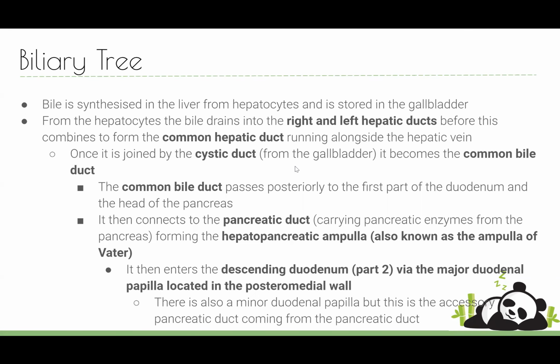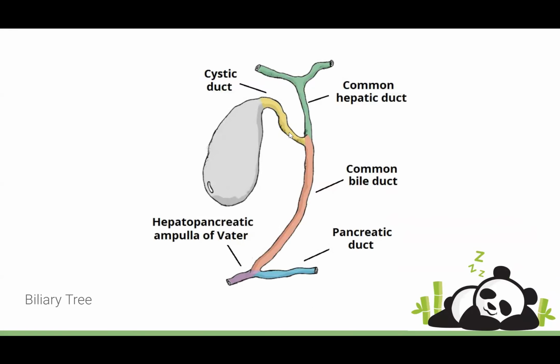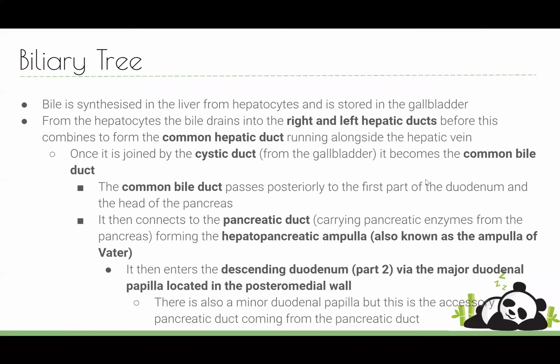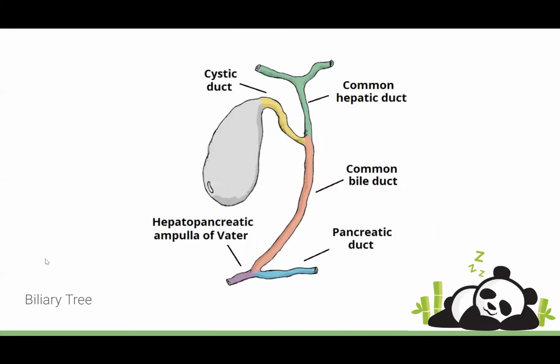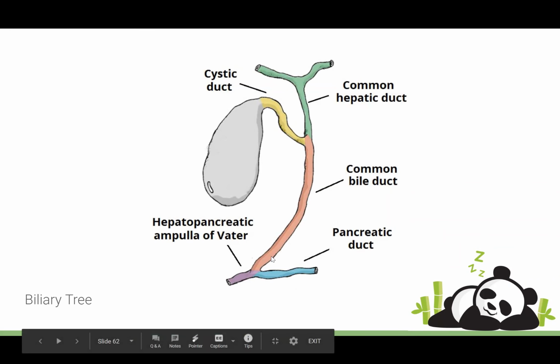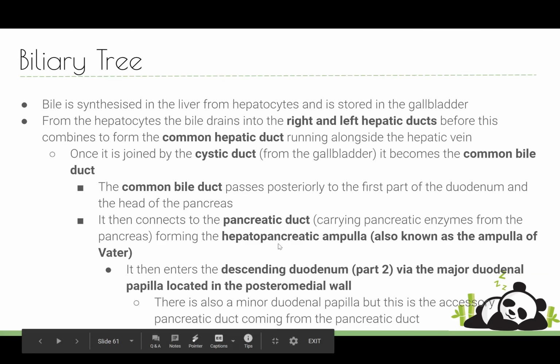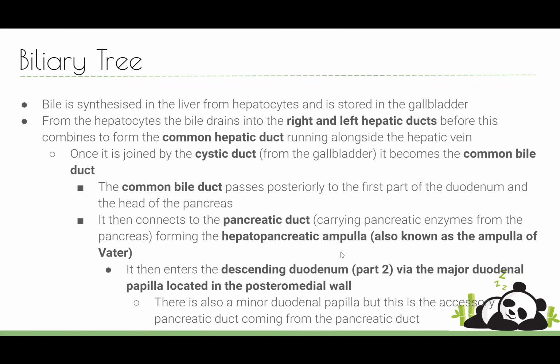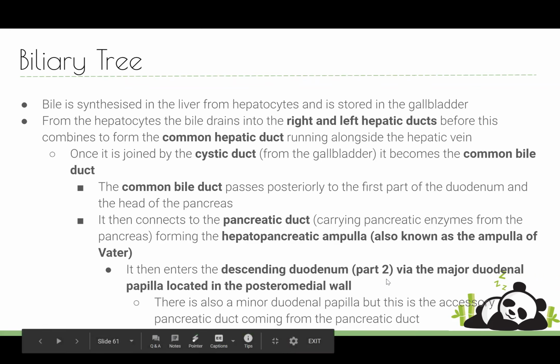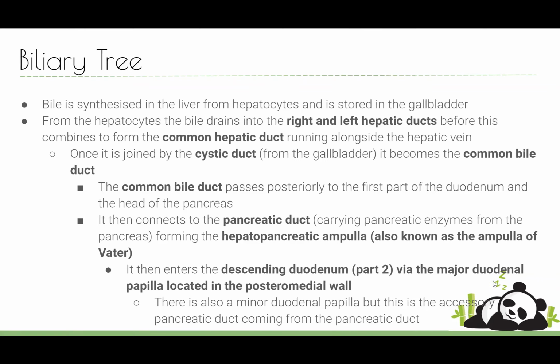And this will be joined by a cystic duct that comes from the gallbladder, so this area here, to form the common bile duct. This will pass posterior to the first part of the duodenum and the head of the pancreas. So it will first connect to the pancreatic duct here, and the pancreas will be this kind of big area in here. And that will lead to the hepatopancreatic ampulla, also known as the ampulla of Vater, and enters the descending duodenum, the second part of the duodenum, by the major duodenal papilla, located in the posterior medial wall.